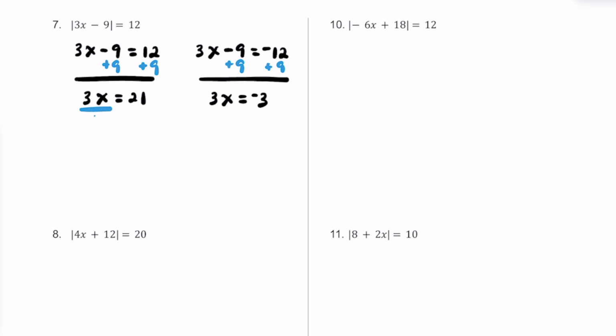For both of these equations, go ahead and divide both sides by 3, using that division property of equality. And if we do that, we're going to get that x is equal to 7 for the equation on the left, and that x is equal to negative 1 for the equation on the right. So our two solutions here are going to be negative 1 and positive 7.